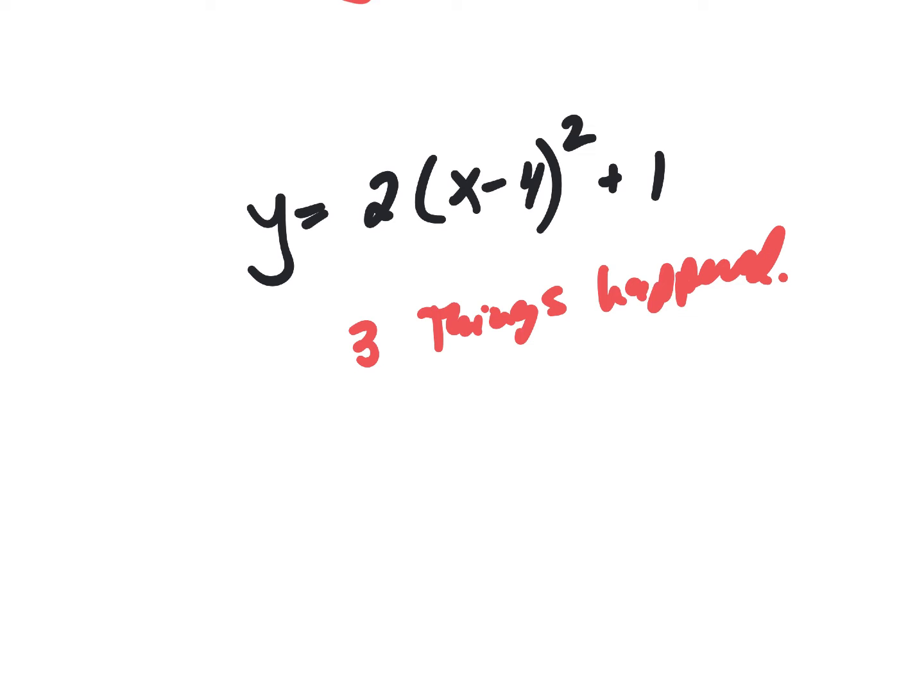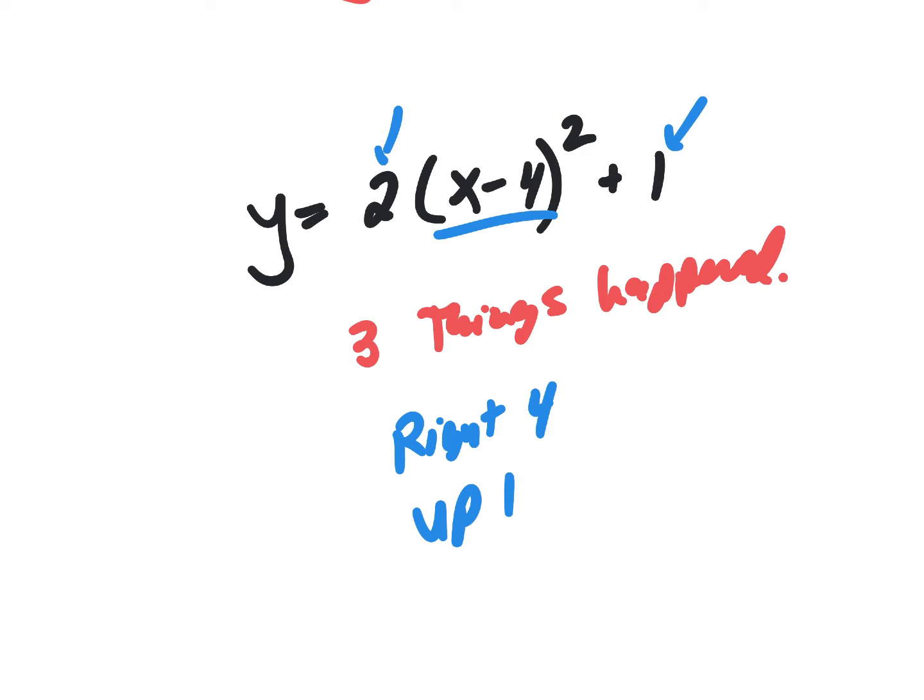Pause for a second while you give that a try. So I hope that you said there was, and we're not going to force you to do it in a certain order. Right, 4. This one here is up 1. And last but not least, is that a vertical or a horizontal?